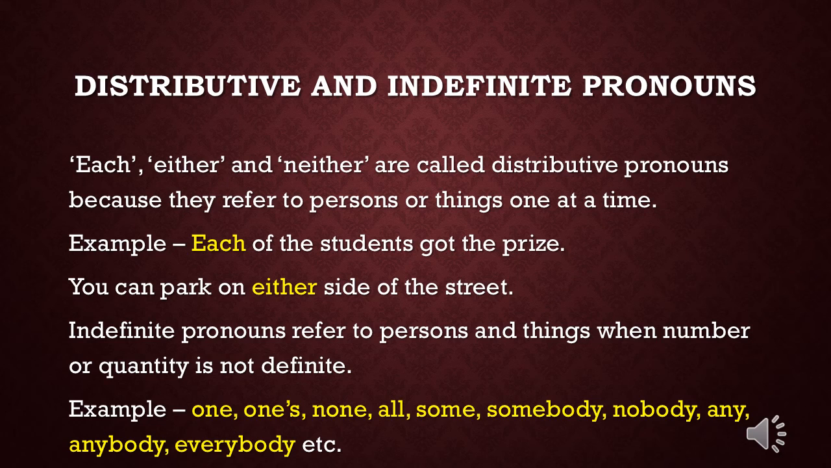The last ones are distributive and indefinite pronouns. Each, either and neither are called distributive pronouns because they refer to persons or things one at a time. For example, each of the students got the prize. You can park on either side of the street.